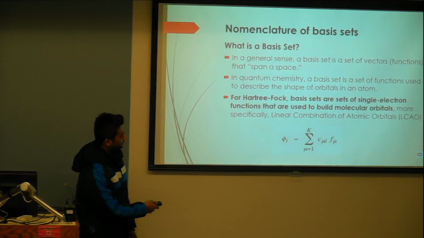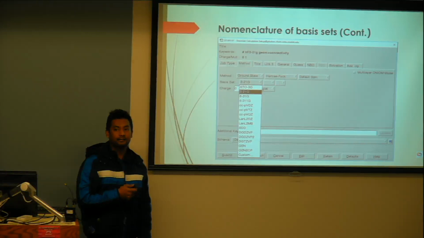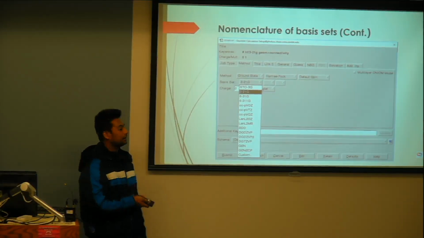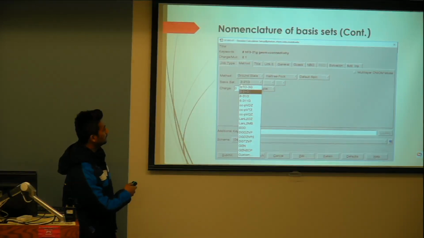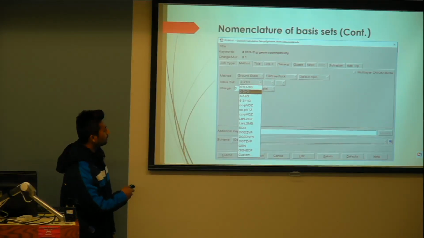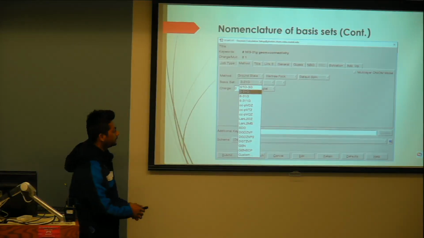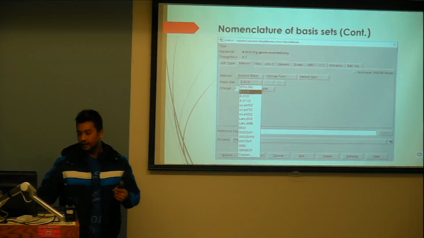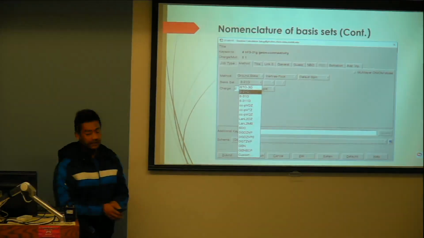If we want to set the basis set in GaussView or Gaussian, and select the basis set drop-down menu, we see a lot of basis sets. Different types of molecules use different types of basis sets. I will discuss this a little bit, superficially maybe.